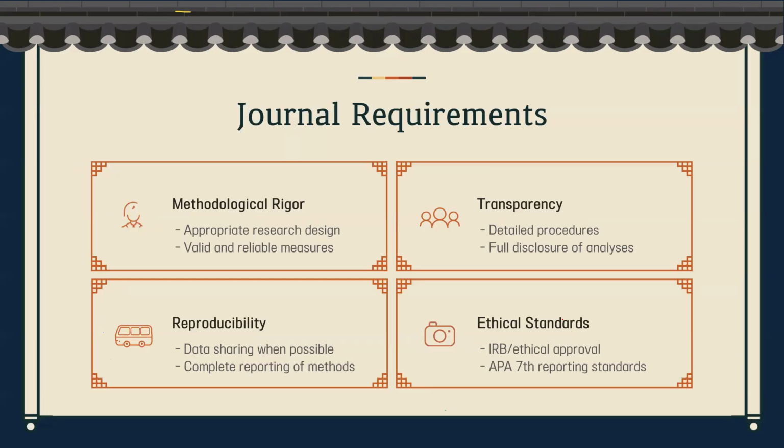Keep the journal requirements in mind. They demand methodological rigor and appropriate design. They require transparency, detailed procedures, reproducibility, and data sharing. They mandate ethical standards, IRB ethical approval. And they usually require the APA 7 reporting standards.